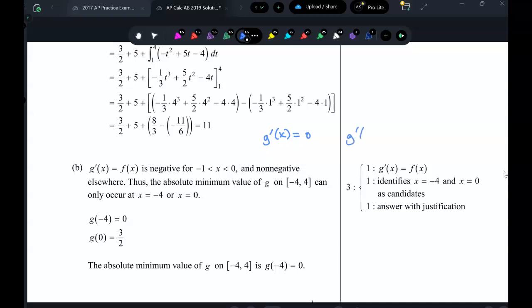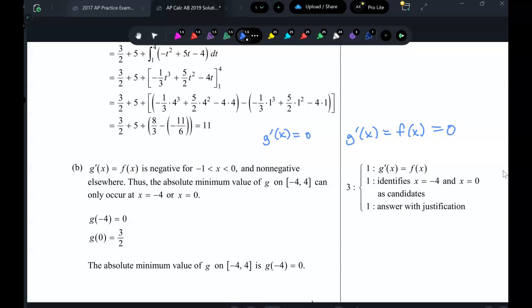And since G prime is going to be equal to f of x, because G is the antiderivative, that's why they want us to write that G prime of x equals f of x. And then where is this equal to 0? Where is f of x equal to 0? So look on your graph. -1, 0, and 1, and 4, and -4. Now, if you can eliminate the maximums, you don't have to check those, but you definitely want to check the endpoints.